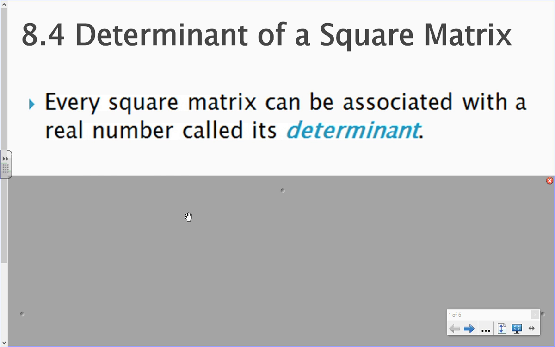Okay. Every square matrix can be associated with a real number called its determinant. Okay? And would you believe it if I told you that you already know how to take a 2 by 2 determinant?